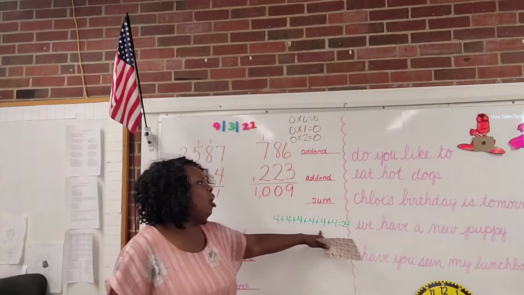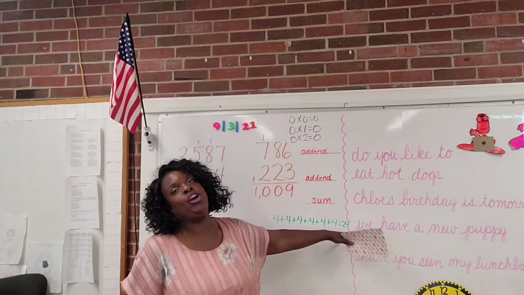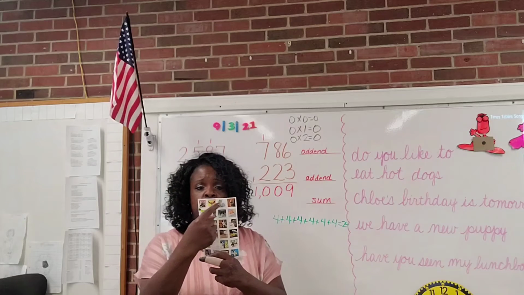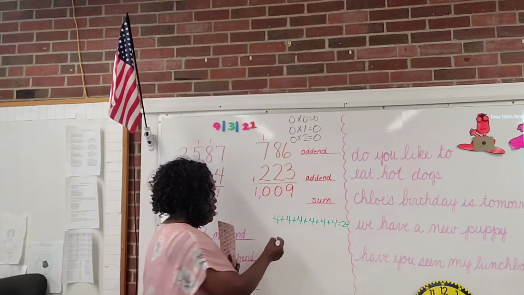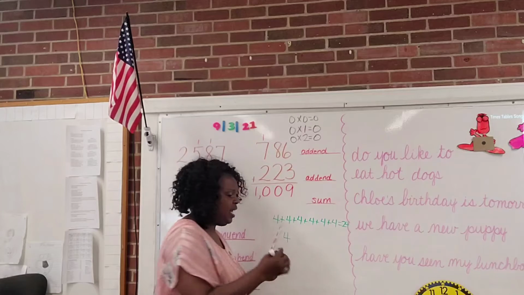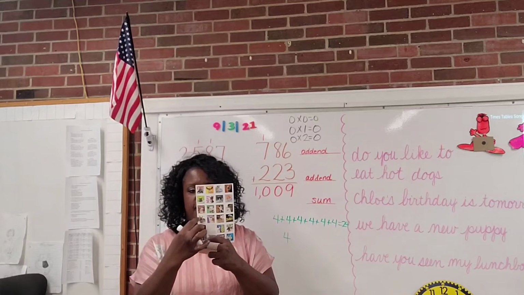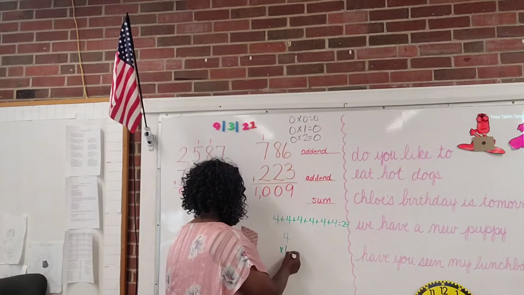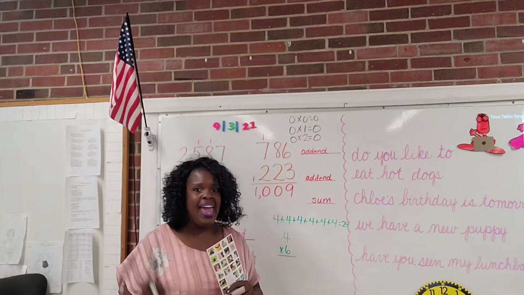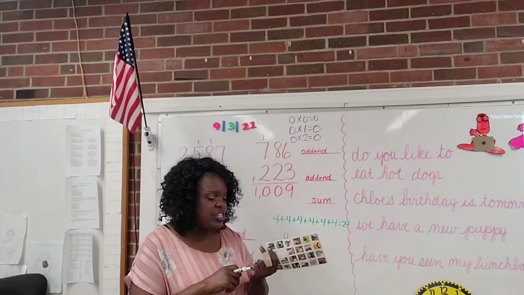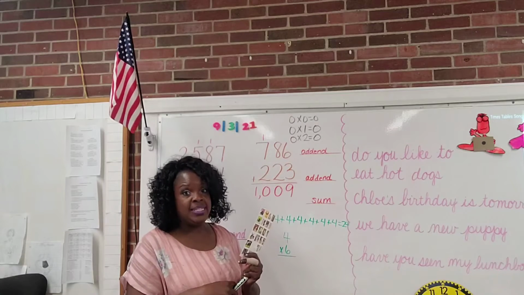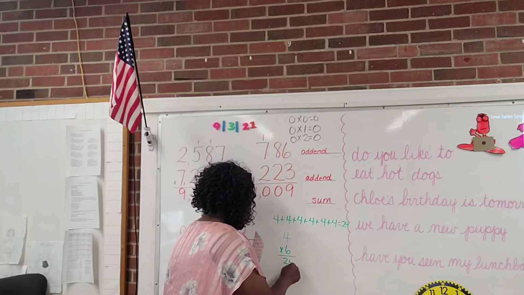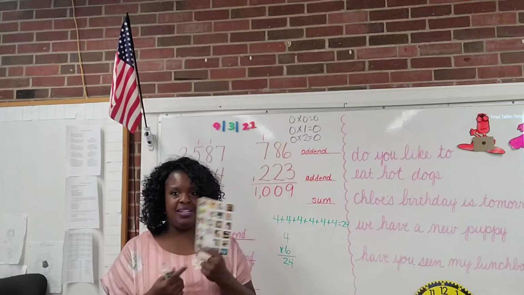Instead of writing all of these 4s and adding all of these 4s, I can figure out that there's 1, 2, 3, 4 going across, and 1, 2, 3, 4, 5, 6 going down. So all I have to do is say 4 times 6, and because I know my multiplication tables, 4 times 6 equals 24. I will automatically know there's 4 times 6, there's 24 stickers.